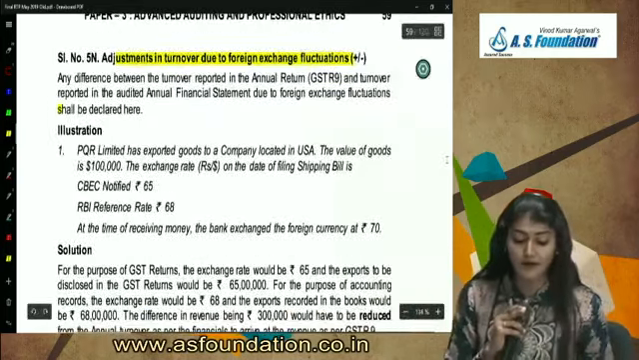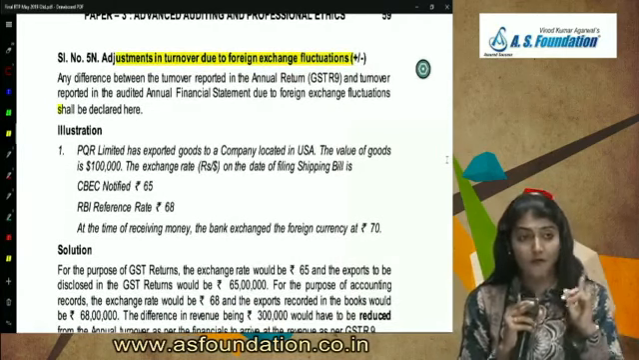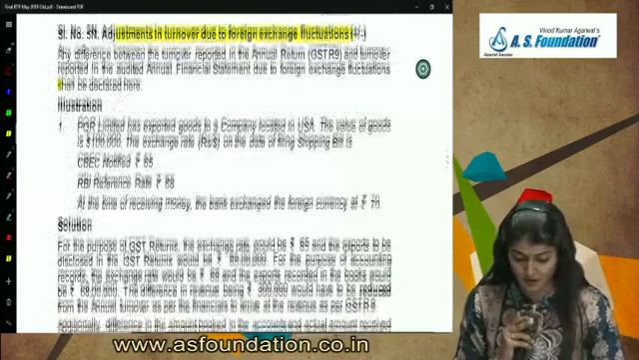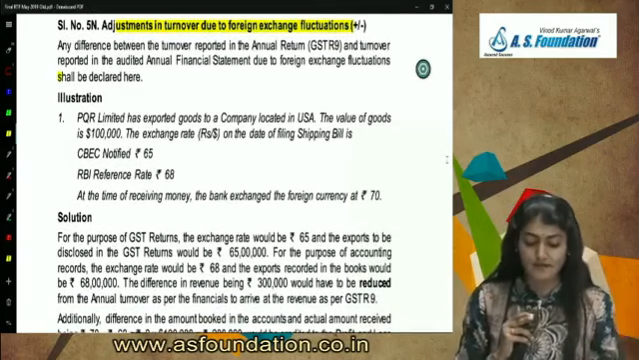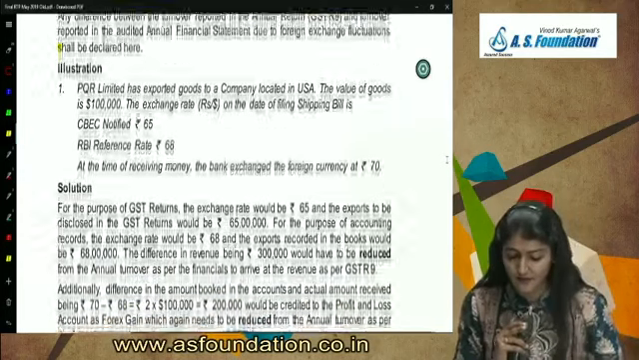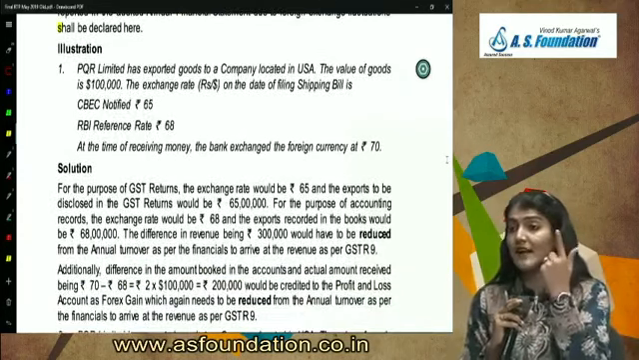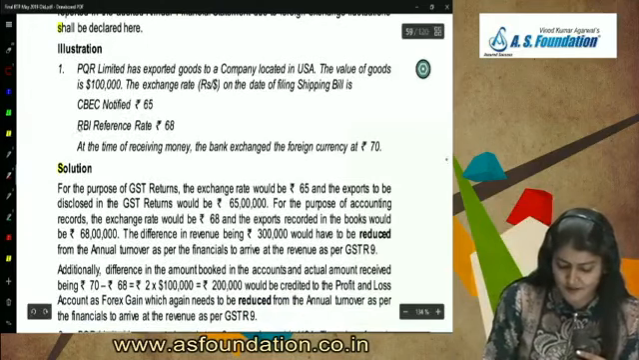PQR Limited has exported goods to a company located in USA. The value of the goods is $1 lakh. The exchange rate on the date of filing the shipping bill is CBIC notified 65, RBI rate 68, and on receiving the money, the bank exchanged the foreign currency at 70 rupees. So what would be the turnover as per the financial statement?